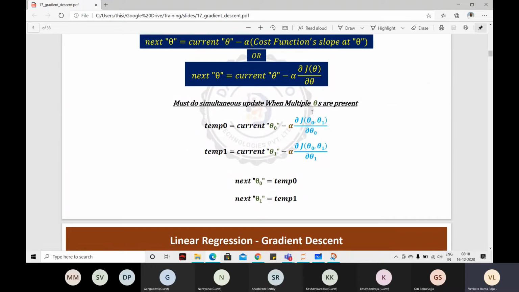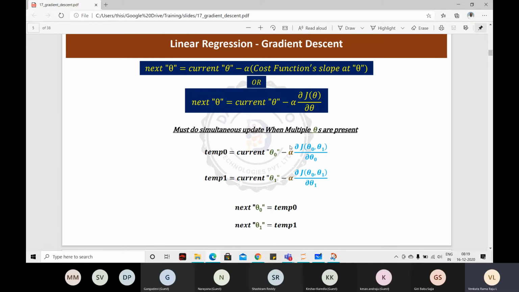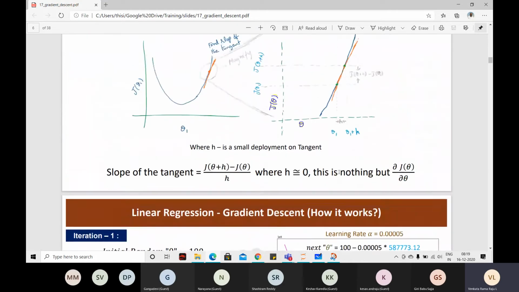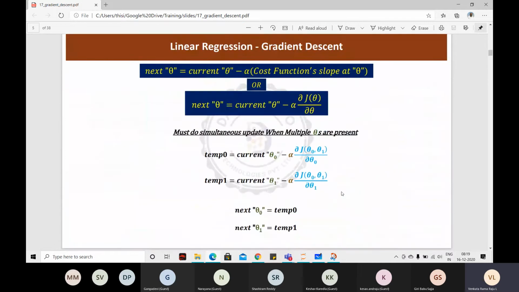And why derivative, I'll explain in a moment. Okay, we must do a simultaneous update. If you have multiple thetas, you should not be doing theta 0 equal to current theta 0 one at a time. Let me try to draw this and explain. In real time, you will not have just one theta; doing this kind of simple thing is not the real-time scenario. You will have multiple thetas. If the implementation is already there, there is no need to implement it, but we need to understand the concept.